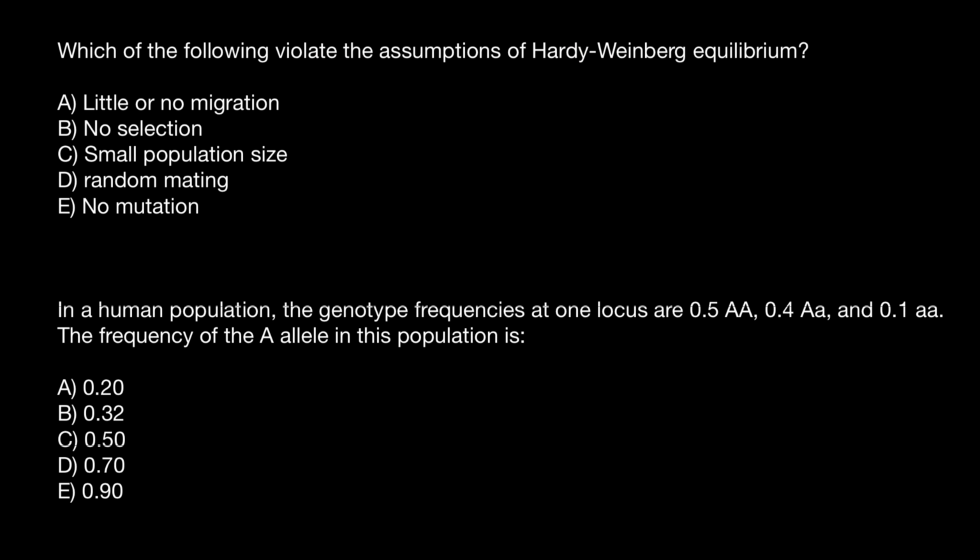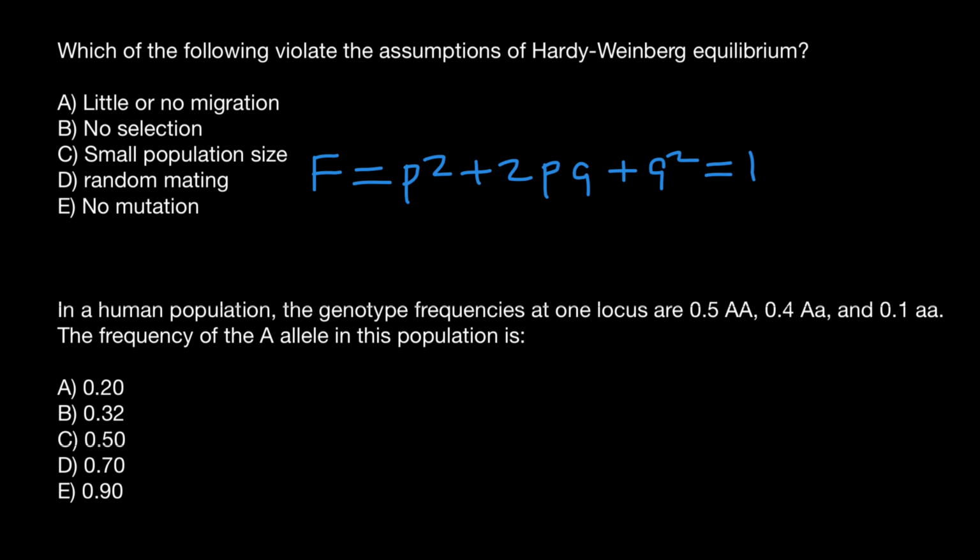Today's question is: which of the following violate the assumptions of Hardy-Weinberg equilibrium? And here's a Hardy-Weinberg equilibrium, where the frequency of the three genotypes equals p squared plus 2pq plus q squared, and all three genotypes, if we add them, would equal 1 or 100%.